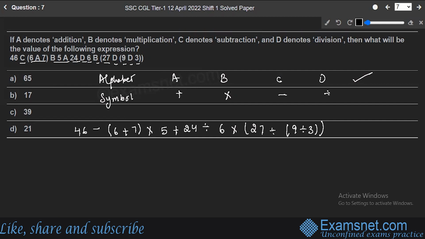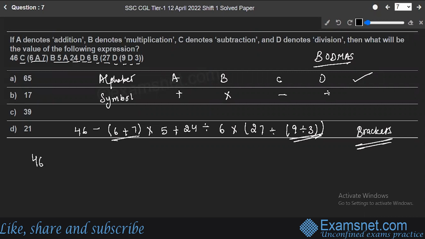According to BODMAS, what will we do first? You know, BODMAS is our lifesaver in solving all algebraic expressions. Brackets are the first thing that we'll be solving. So here are 1, 2. This is the inner bracket. I'll be solving these two brackets first.